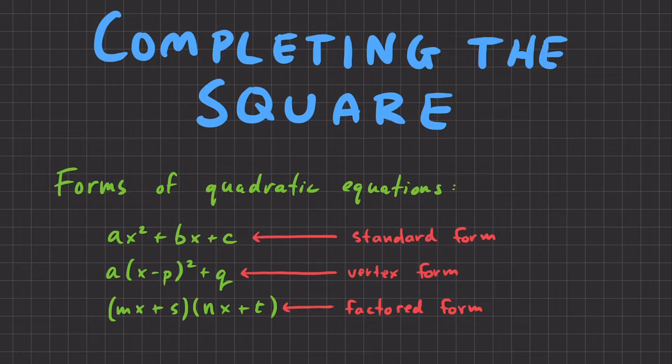So far we've looked at how to go back and forth between standard form and factored form. So that involves some factoring. We've looked at how to go from vertex form to standard form. That's been good. And that's pretty much it. What I'd like to do now is to learn how to go from standard form to vertex form. And that would allow us to go back and forth between any of the forms. So let's take a look at how to do that.